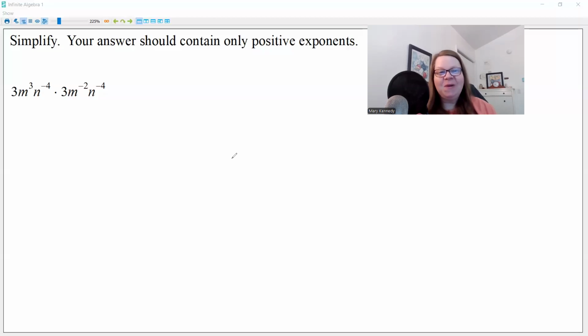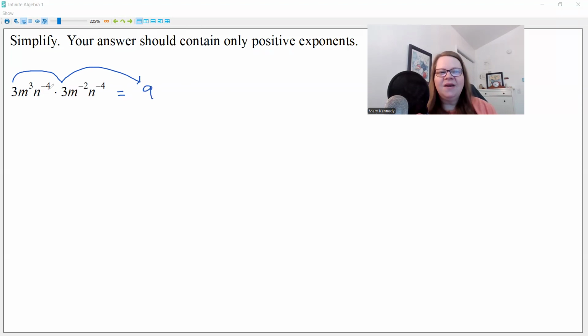All right, negative exponents. Let's take a look at how to do this. There are several options. That's one of the things that makes this confusing, that there are different ways you can do this and still get the same, right answer. So I'm going to start by multiplying 3 times 3, and I get 9.